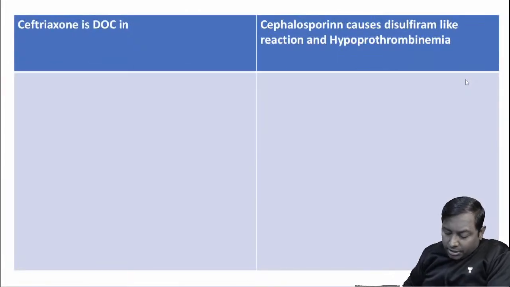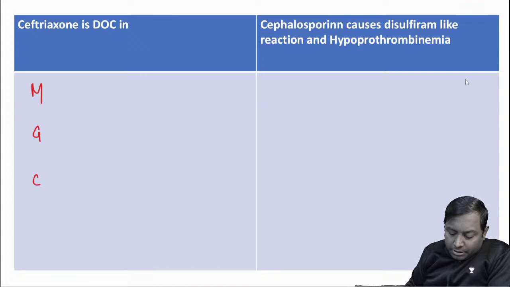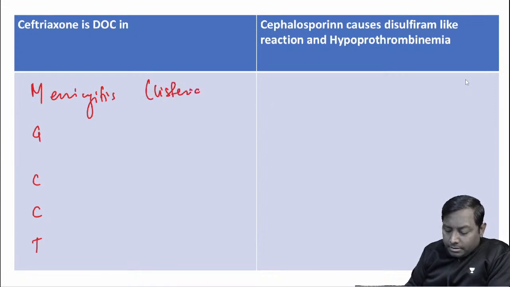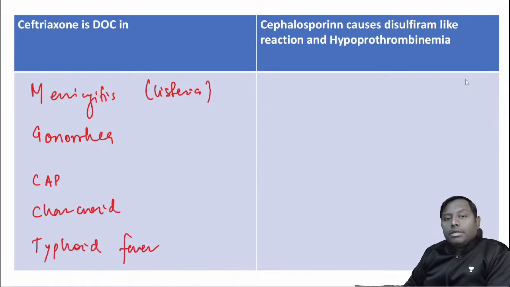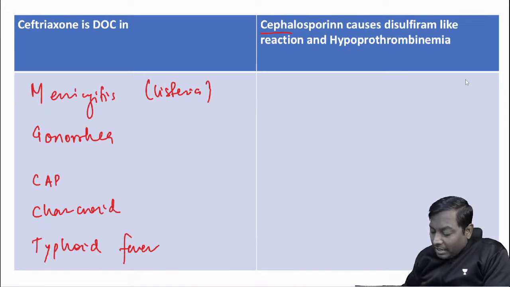And remember, ceftriaxone is the drug of choice in meningitis, like listeria meningitis, gonorrhea, community acquired pneumonia, chancroid, and typhoid fever or the enteric fever. Cephalosporins cause a disulfiram-like reaction. This answer I have already given you. These are drugs like cefotetan and cefamandole. In the previous slide, I have already given you the answer to this question.